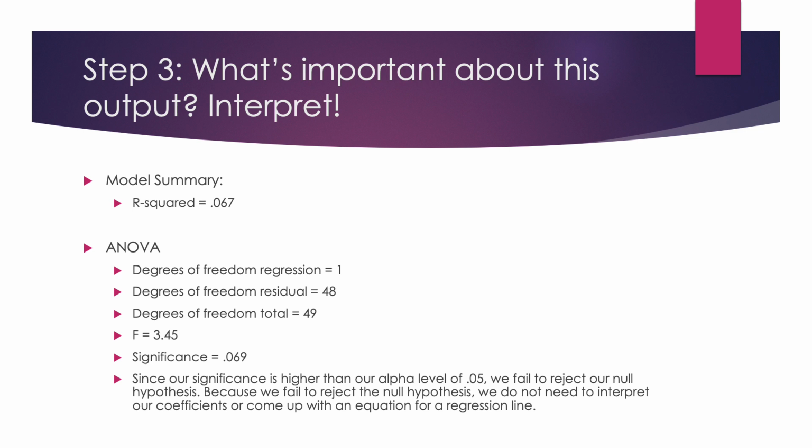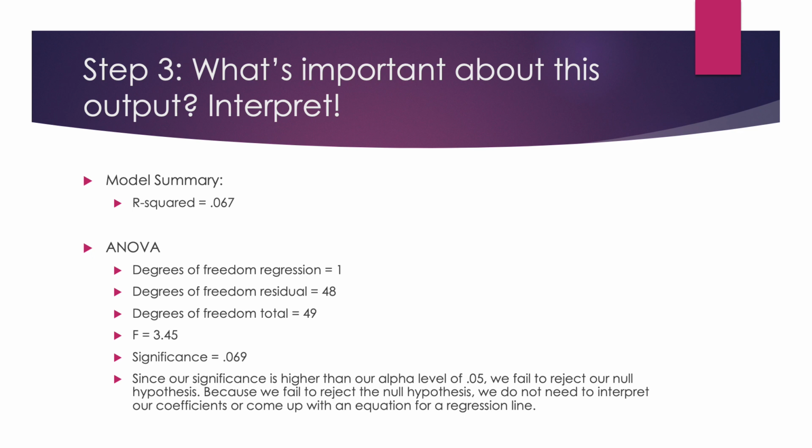What's important about this output? Well, here's the interpretation of it. Under the model summary, the R squared, or the percent of variance in the dependent variable that the independent variable explains, is equal to 0.067, so it's a very small percent. Under ANOVA, the degrees of freedom regression is equal to 1, the degrees of freedom residual is equal to 48, the degrees of freedom total is equal to 49.